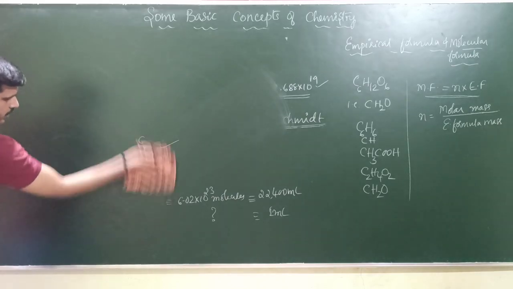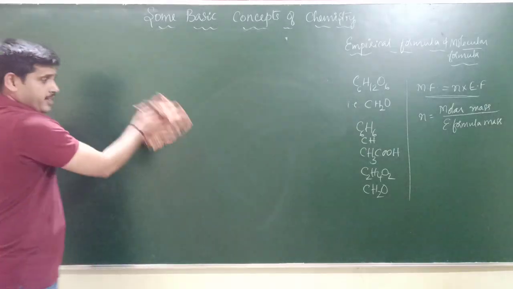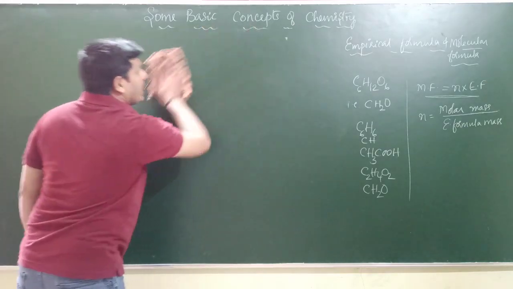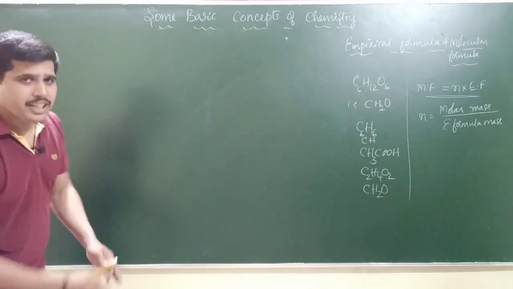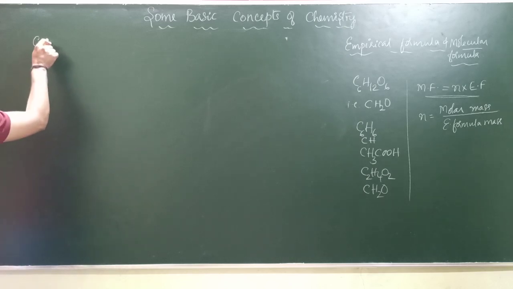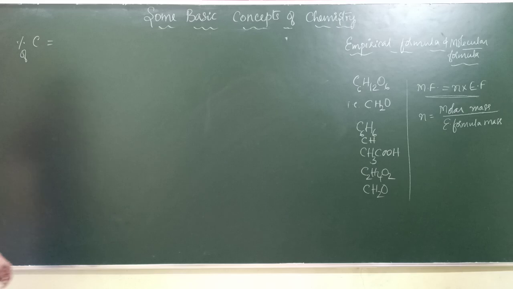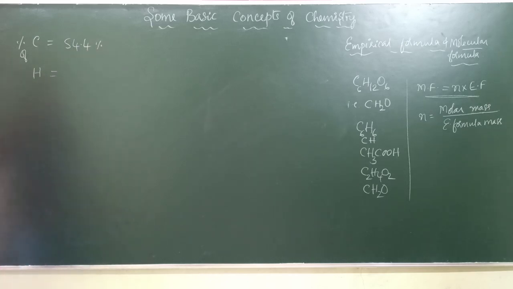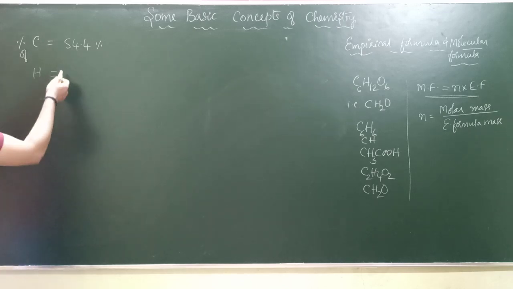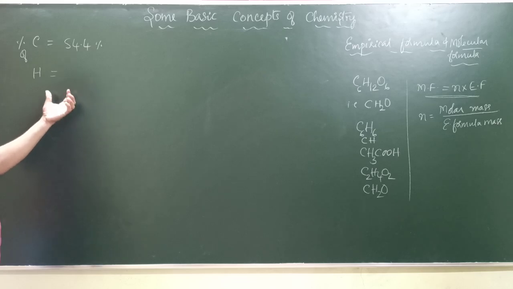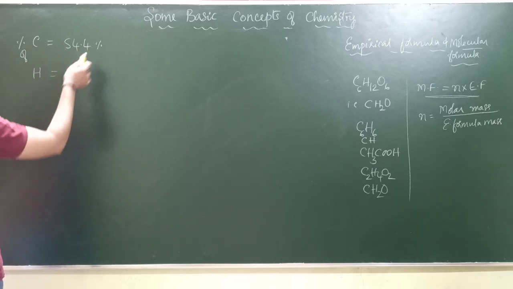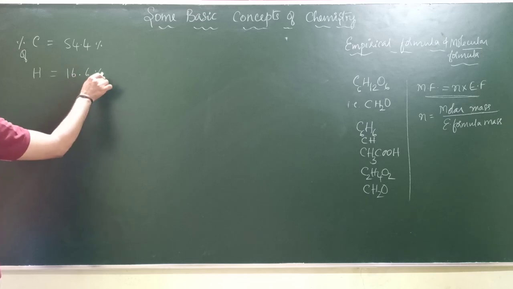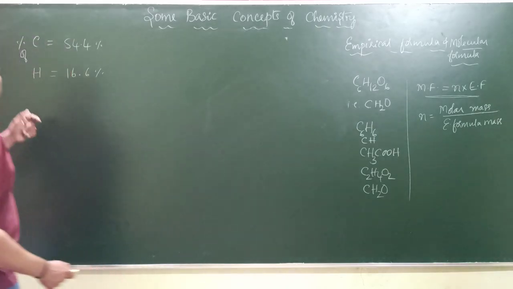The question goes like this. An analysis carried out by a chemist showed that the percentage of carbon is 54.4%, and that of hydrogen, let it be 16.6%. Just one example I am giving. Next, the rest is oxygen.